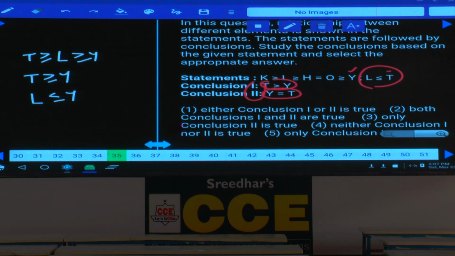Hence either 1 or 2 can be true, that is choice 1. Hence question number 70, choice 1 is the answer.